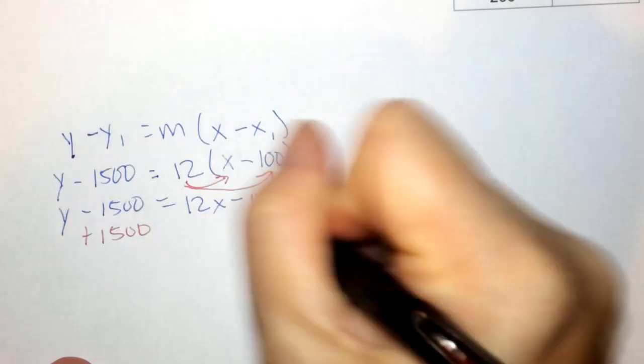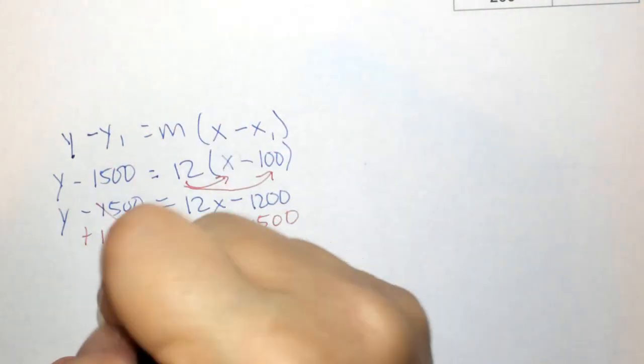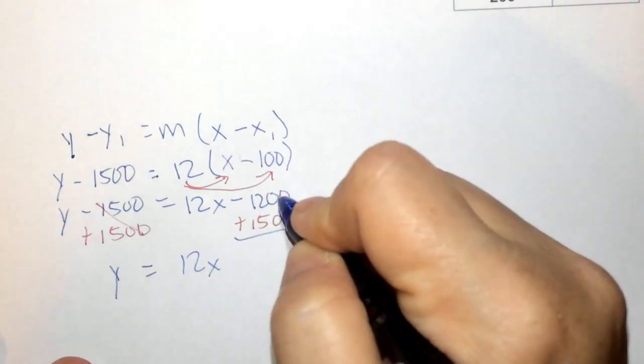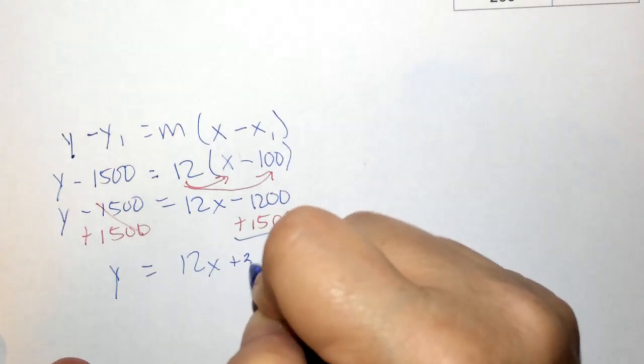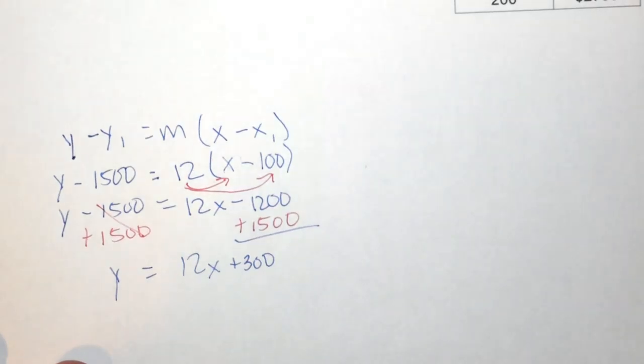So let's move the 1500 to the other side, and we can bring down our y on this side. We have 12x, negative 1200 plus 1500 gives me 300. So this is the equation for Lakeside Inn.